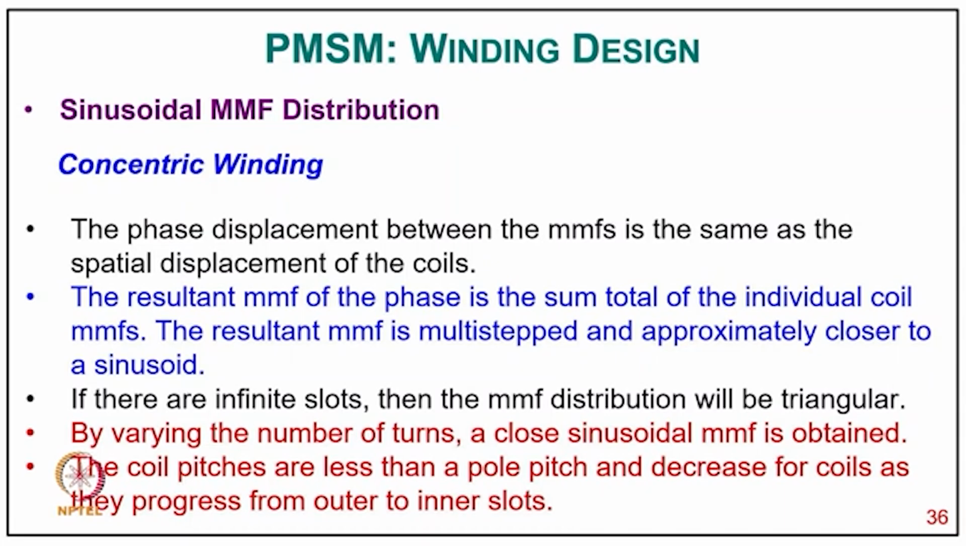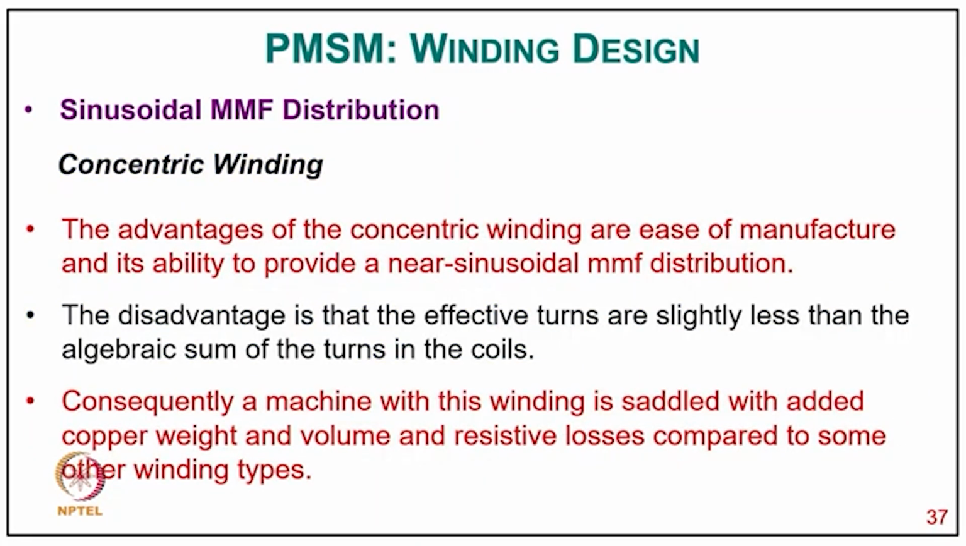And if there are infinite slots, then the MMF distribution will be triangular. But by varying the number of turns, a close to sinusoidal MMF is obtained, and the coil pitches are less than the pole pitch and decrease for the coils as they progress from outer to inner slot. The advantages of the concentric winding are ease of manufacturing and its ability to provide a nearly sinusoidal MMF distribution.